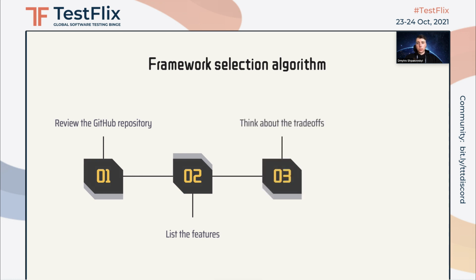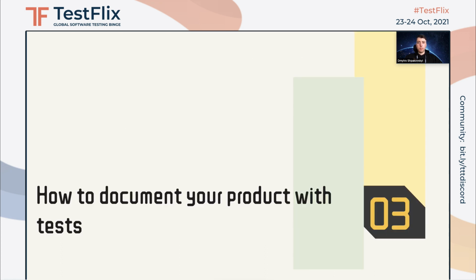After that, browse through the list of possible trade-offs and think over if that is something acceptable for your particular project. And finally, make a proof of concept with a set of simple tests and present it to the team. This way you'll gather all opinions and feedbacks to make a final decision.